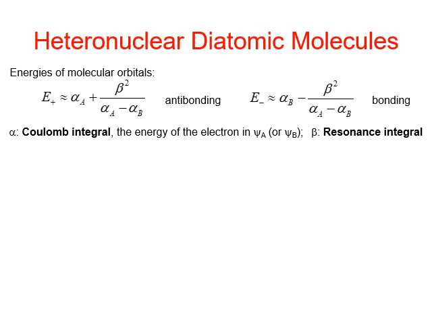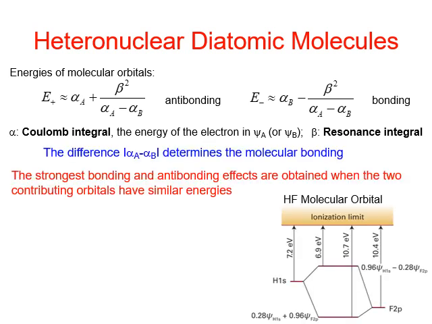So far, we discussed homonuclear diatomic molecules, the molecules made of the same elements. What about the heteronuclear diatomic molecules? For example, hydrogen fluoride is made of hydrogen and fluorine, and usually the atom that is more electronegative, in this case fluorine, has a lower energy than hydrogen. Now these two atoms combine and also form molecular orbitals. One is bonding and one is anti-bonding.